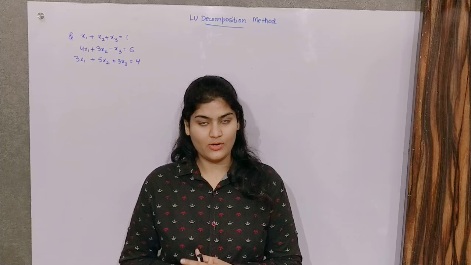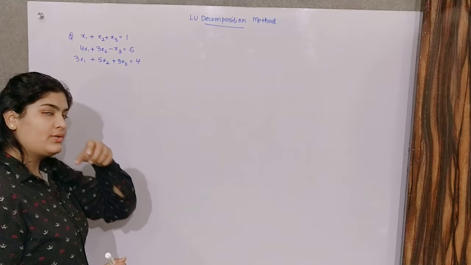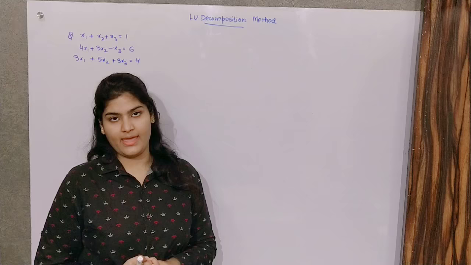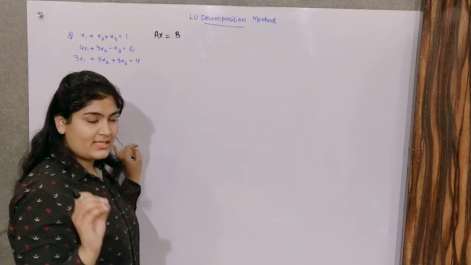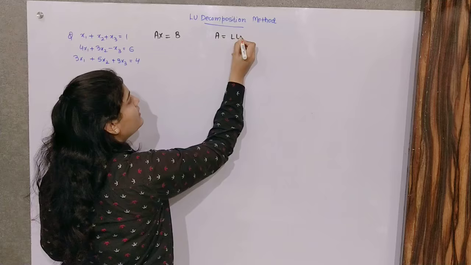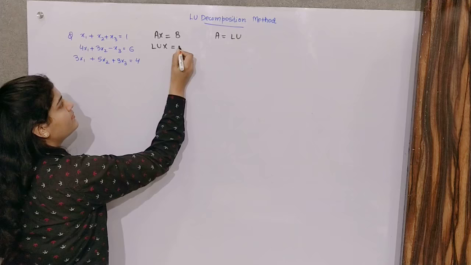You can see here is a system of linear equations, and the values you have to solve for are x1, x2 and x3. When we do it by the matrix inversion method, we take Ax equals b, right? This is similar to that. The only difference is you have to split the matrix into L and U, and then substitute the value of A here.